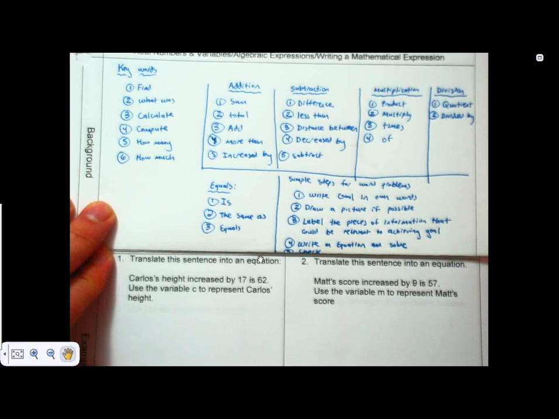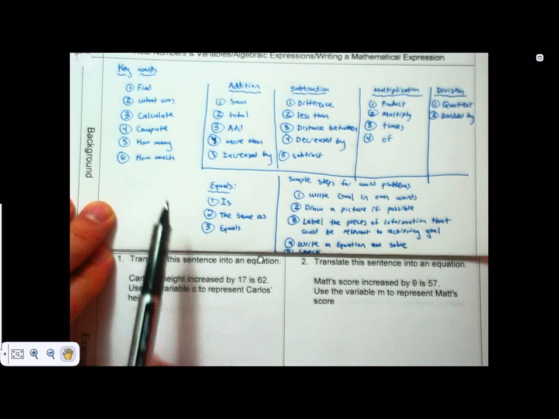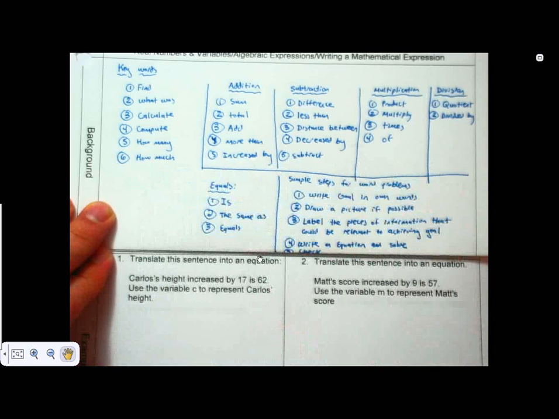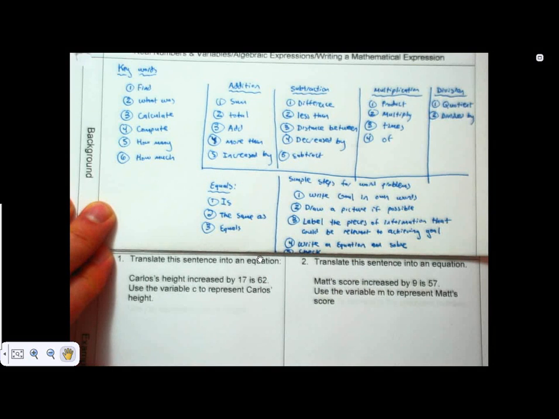And if you didn't get a chance to watch that video, make sure that you go back and take a look. If you also haven't had a chance to copy down this list of keywords, make sure that you pause the video right now and copy down this list of keywords. Restart the video when ready.